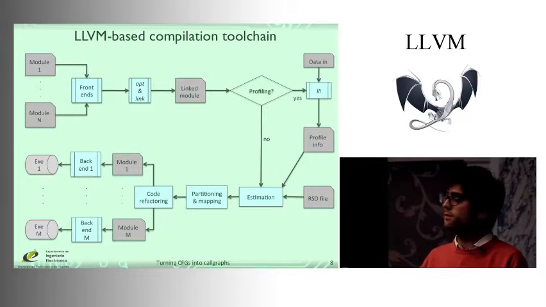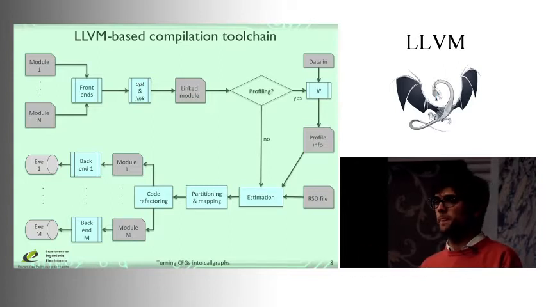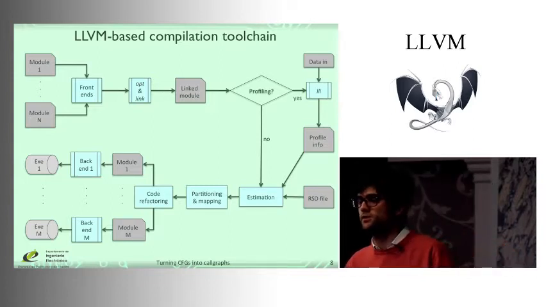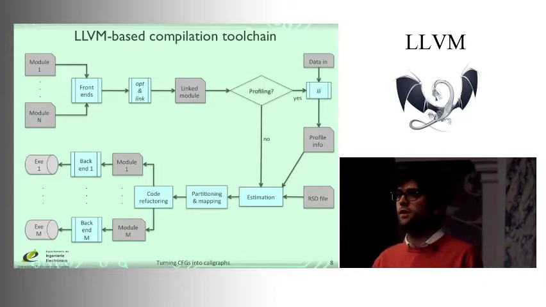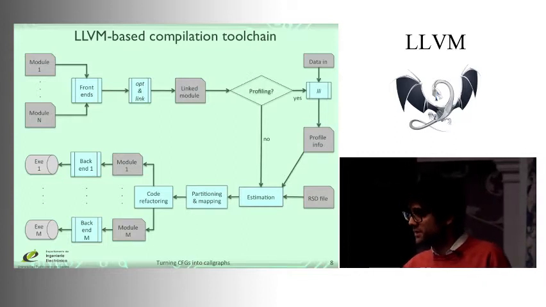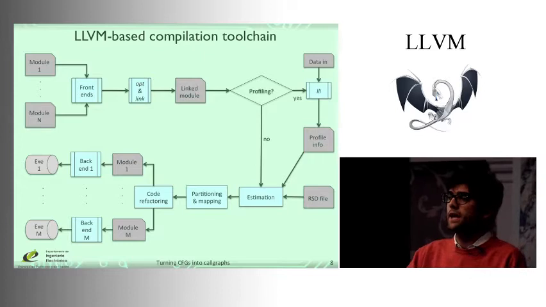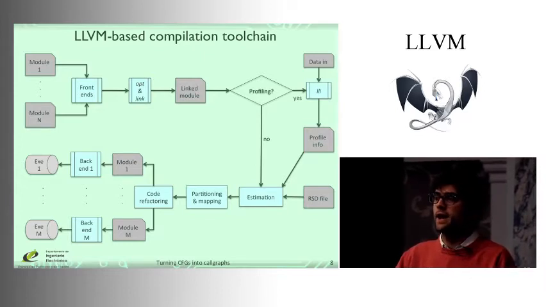So we get profile information, and then we can throw that into the estimation engine to use the software features that we extracted. It's important to see here that to the right you have an RSD file, which stands for Resource and Service Description, where we can specify exactly how our target platform looks like.